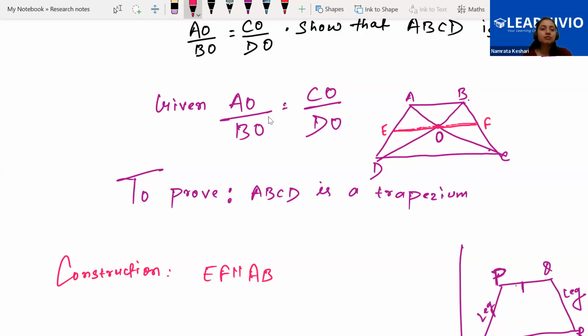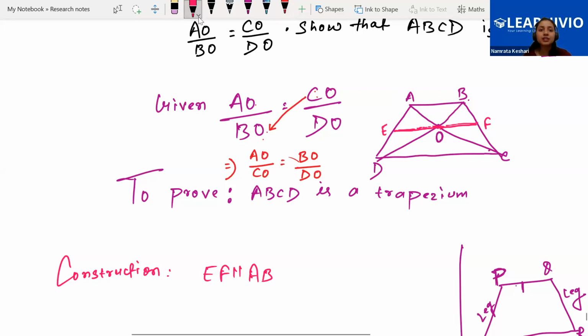Now see the given ratio. It is given that AO by BO equals CO by DO. If you focus on AO by BO, or CO by DO, this is not arranged properly. If we make a little change over here, since we have already done the previous question, we understand that if we write it like this, AO by CO is equal to BO by DO. Can we write the given information like this? Yes or no? We are just changing the side. The CO we are writing over here, and BO we are writing over there. Are we doing any change? No. Then why are we writing like this?